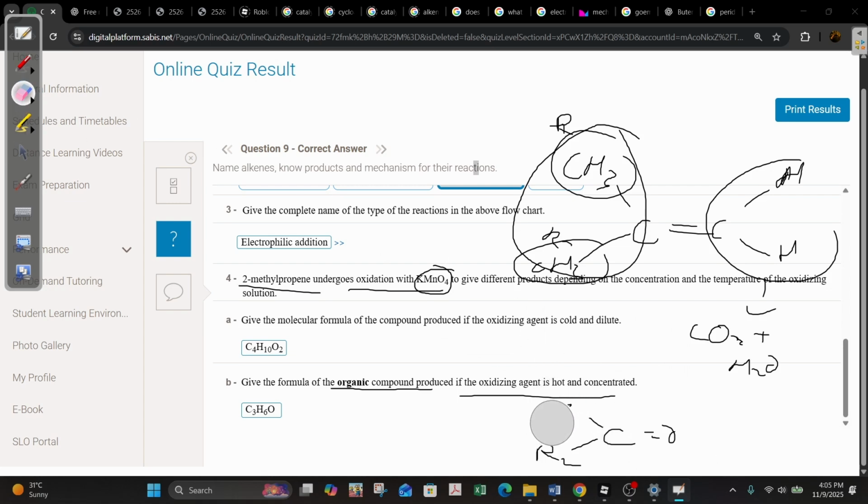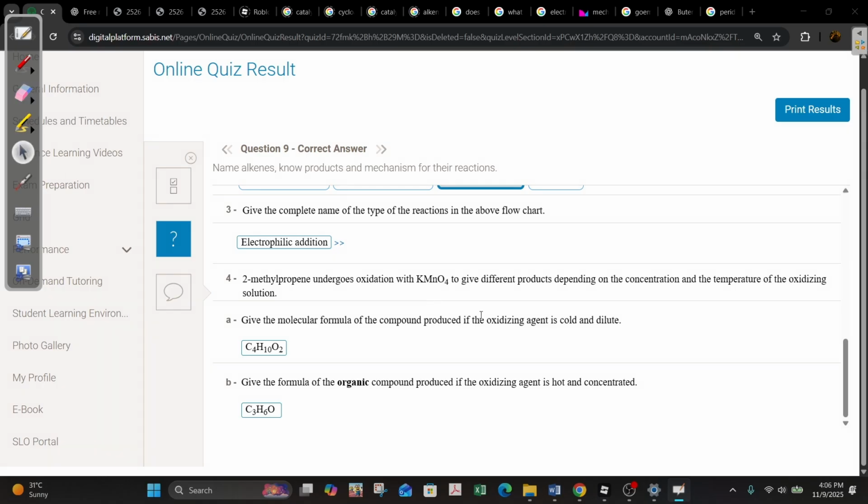Okay, and what is R1? We said R1 is going to be this, the top one, which is CH3. And the bottom one will be CH3 as well. And then you just count the number. So it'll be 1, 2, 3, 3, 3, 6 hydrogen, and 1 oxygen. Pretty easy.